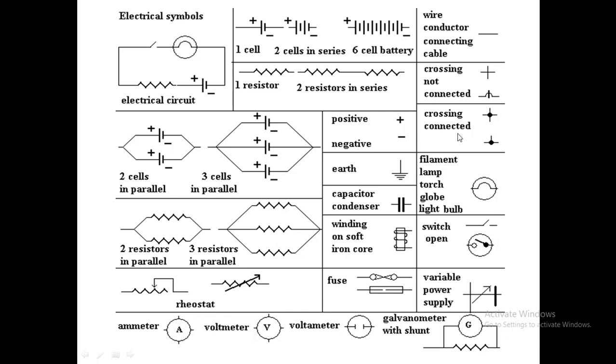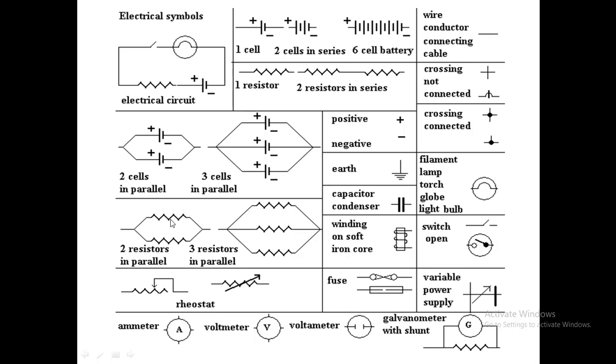Crossing connected. Whenever 2 wires are joined, this is how you represent it with a dot. Earth. Earthing means whenever there is excess current present over the body, to remove the excess current we give an earth connection. You can see earth connection in your home. Capacitor or condenser. Two lines of equal length separated by a certain distance act as a capacitor or condenser. Generally in a ceiling fan a capacitor is used, which is white in color. Filament lamp or torch. This is the symbol for a filament lamp or torch bulb.